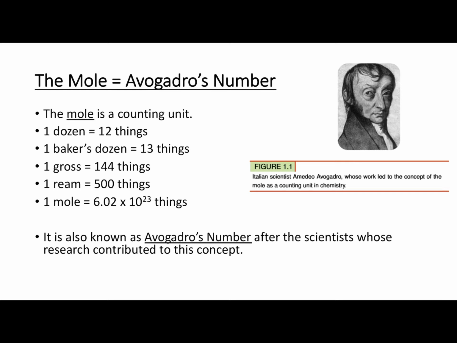So just like 1 dozen is a counting unit, 1 dozen equals 12 things, and a gross is 144 things, 1 mole is 6.02 times 10 to the 23rd things. So again, it's also known as Avogadro's number. So 1 mole is 6.02 times 10 to the 23rd things.